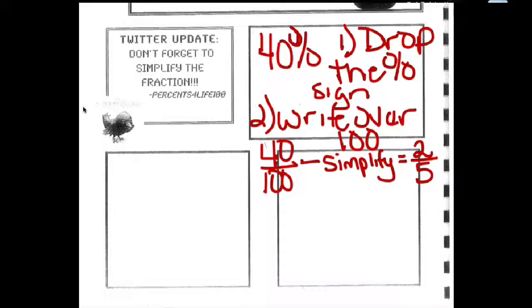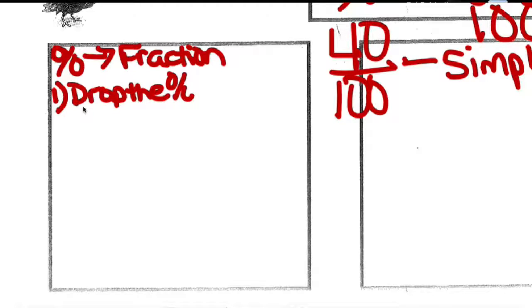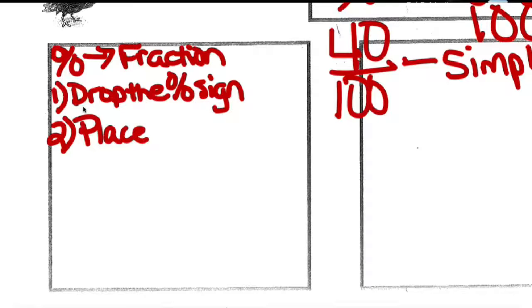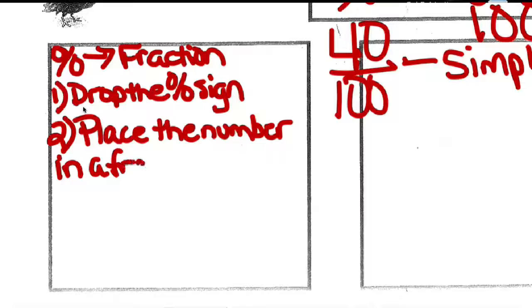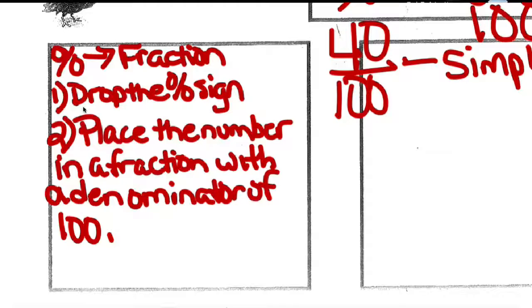Okay, so let's write the steps a little bit more clearly over here, where we have a little bit more space. So to go from percent to fraction. Okay, first step is drop the percent sign. Step 2, place the number in a fraction with a denominator of 100. And then the third step is always with fractions to simplify.